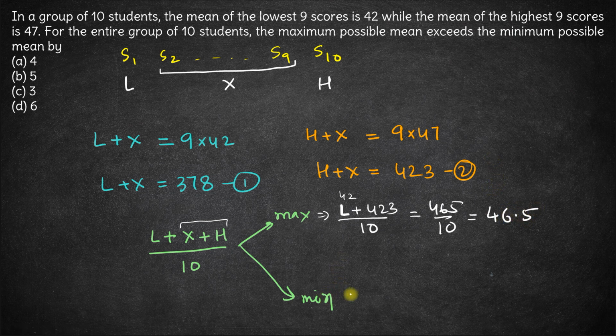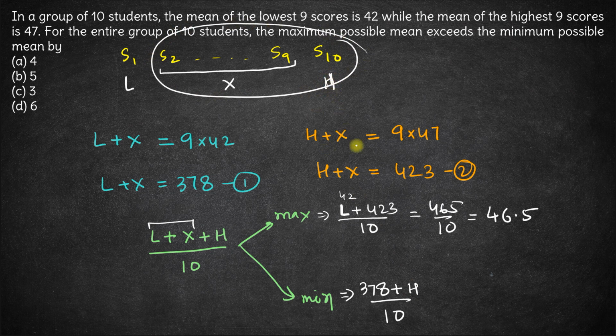Correct? Now let's calculate the minimum average. For the minimum average, we know L plus X is 378, so the average comes out to be (378 plus H) by 10. Now to minimize this, we need to minimize the marks of the highest person. It's given that the average of the highest 9 people is 47, so the score of the highest person cannot be less than 47. It can be way higher than 47; there is no limit as such to what H can be.